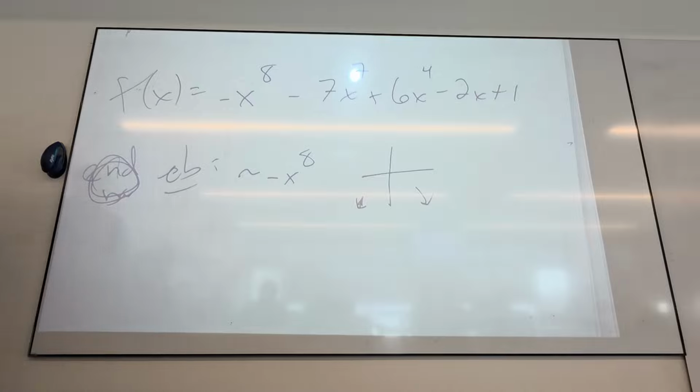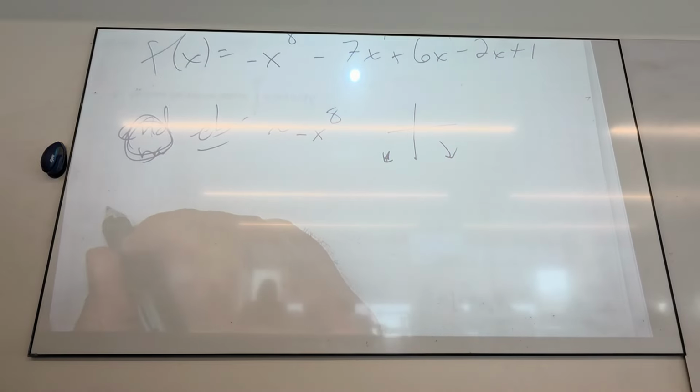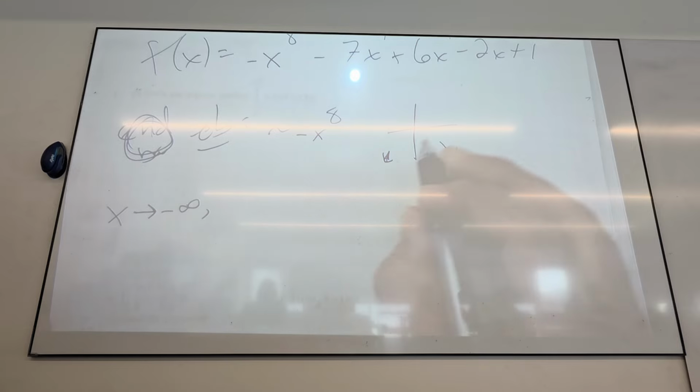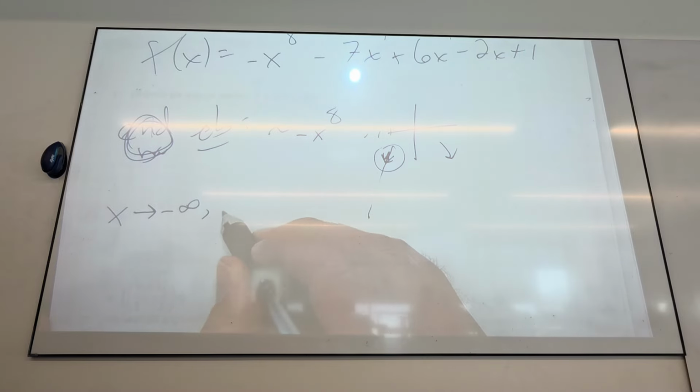Now, listen, if x gets really big negative, what do the outputs do? If x gets really big negative, what are my outputs doing? Going down. The outputs are getting really big negative.